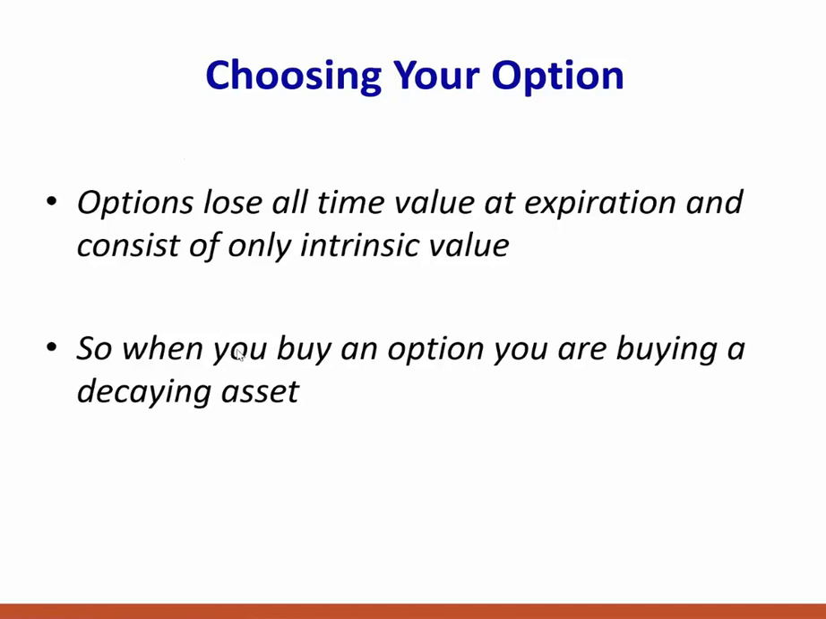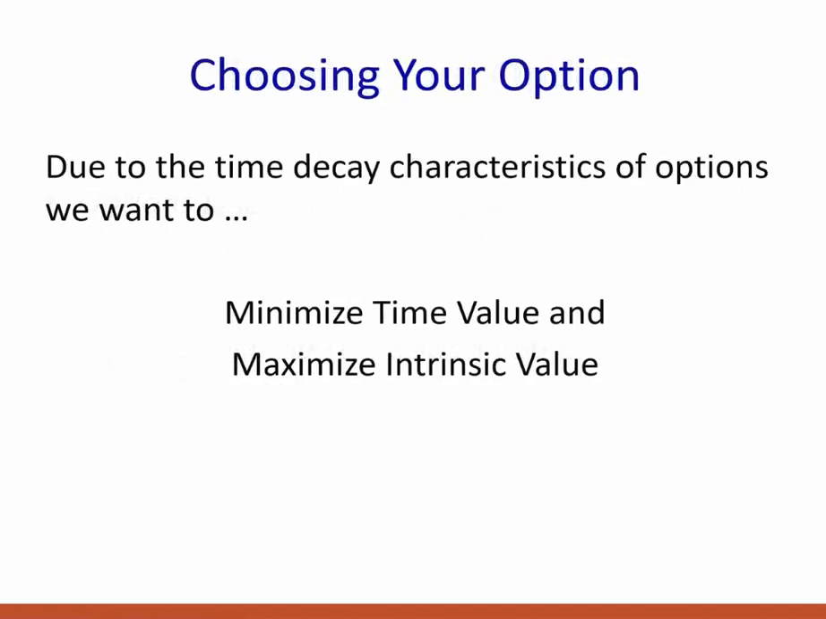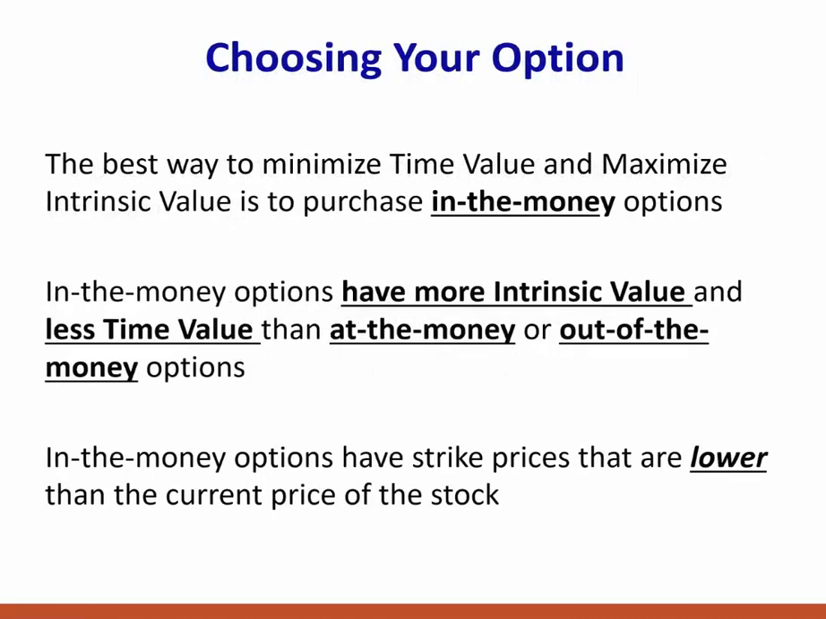So when you buy an option, you're buying a decaying asset. Due to the time decay characteristics of options, we want to minimize that time value because it's going to decay to zero, and we want to maximize intrinsic value. The best way to do that is to purchase in-the-money options. In-the-money options have more intrinsic value and less time value than at-the-money or out-of-the-money options. And of course, in-the-money options have strike prices that are lower than the current price of the stock.